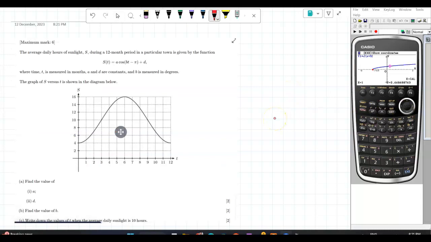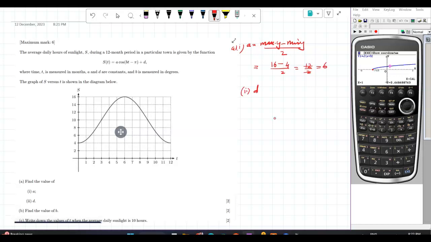In the next one, whenever you're doing this modeling sum, it's very important. A is the amplitude. So A is max y minus min y upon 2. What's your max y? Your max y is 16. Your min y is 4. So 12 divided by 2, that's 6.